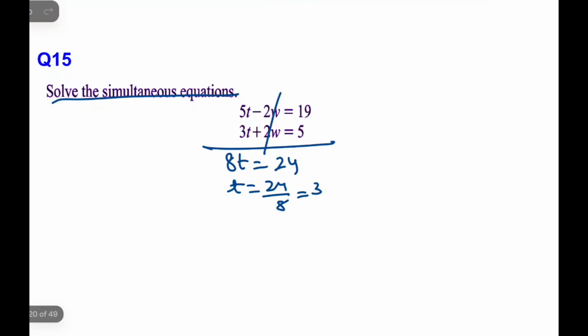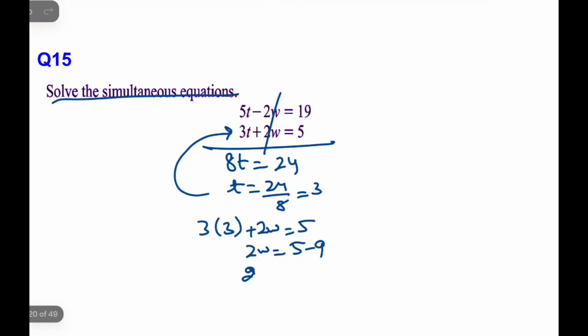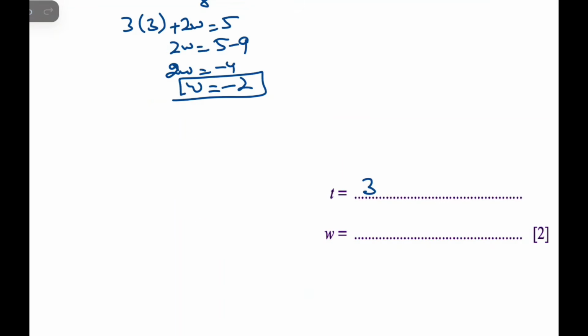So we'll substitute the value of t in this equation. 3 times 3 plus 2w is equal to 5. So 2w will be 5 minus 9. 2w will be minus 4. So the value of w will be minus 2. Value of t is 3 and w is minus 2.